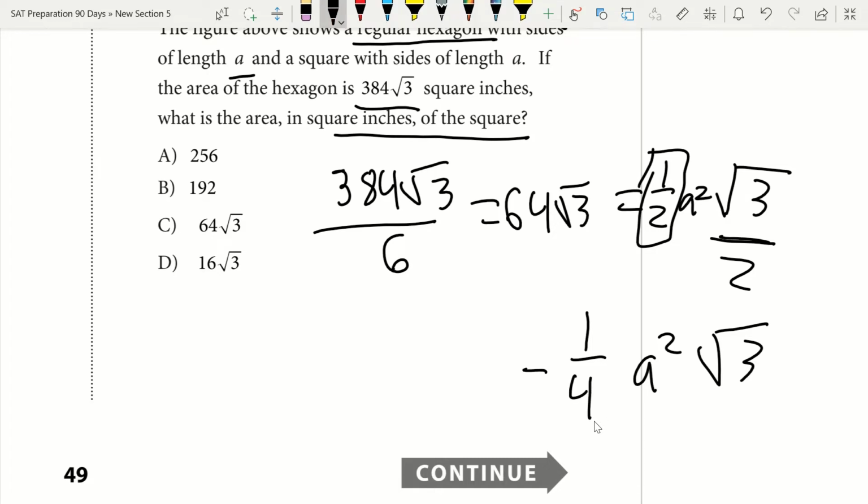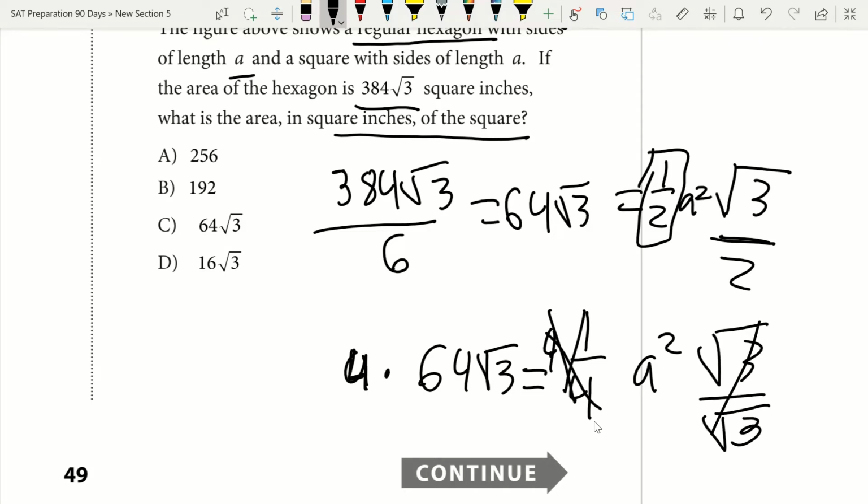Now I know that that's got to equal that 64 root 3. So I'll go ahead and multiply each side by 4 to get rid of this 1/4. Now we got 4 times 64 root 3. Next, I'll divide each side by the square root of 3, get rid of it here, get rid of it right here. Now I have A squared equals 4 times 64.